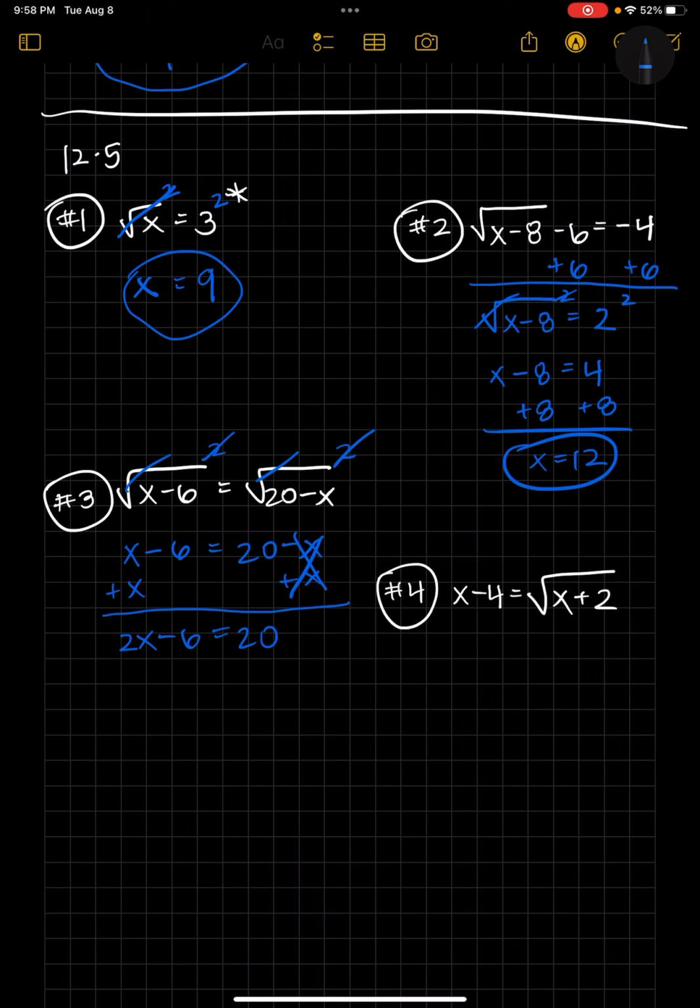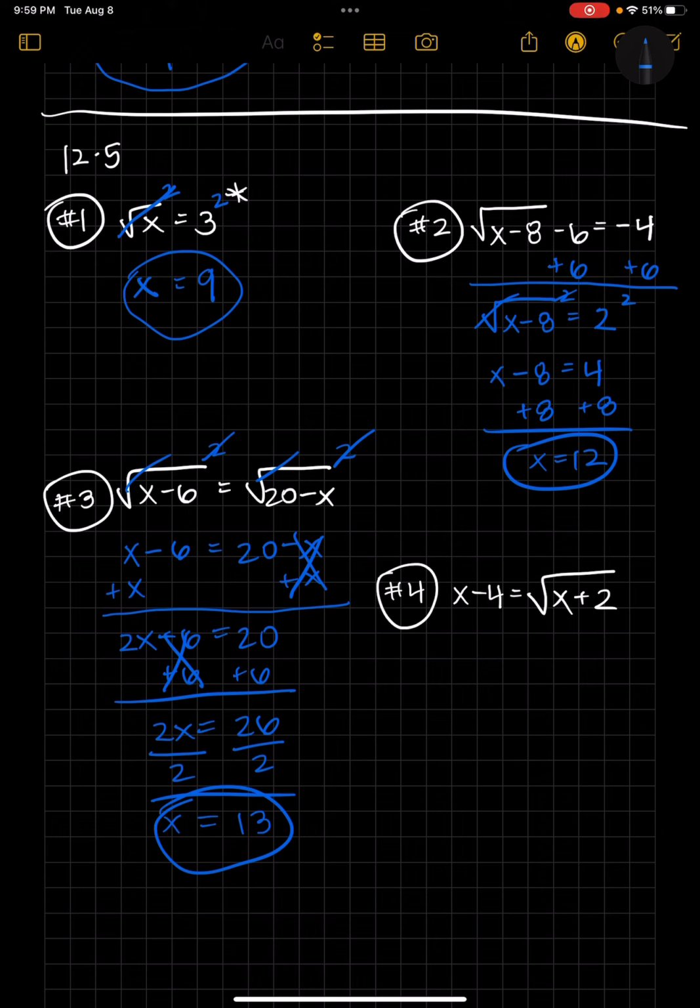Now I want to get the x by itself. So I'm going to add 6 to both sides. So I get 2x, because these x's cancel out, is equal to 26. Then I'm going to divide each side by 2 to get rid of the 2 next to the x. I get x is equal to 13. And that's my answer. All right.